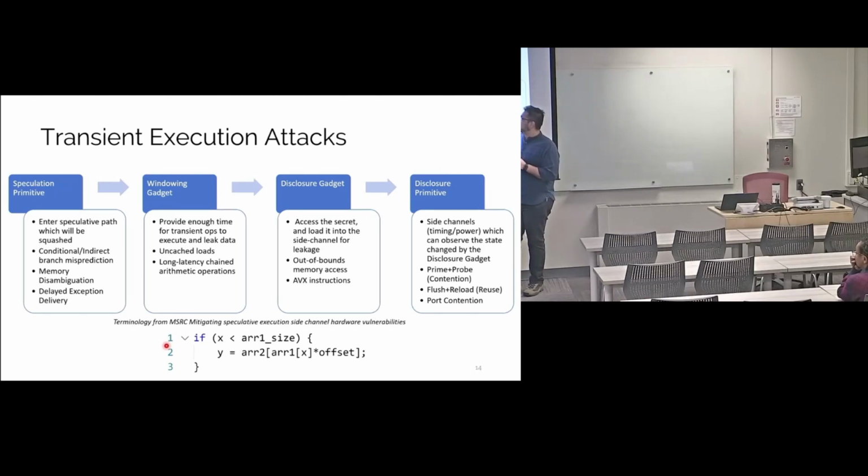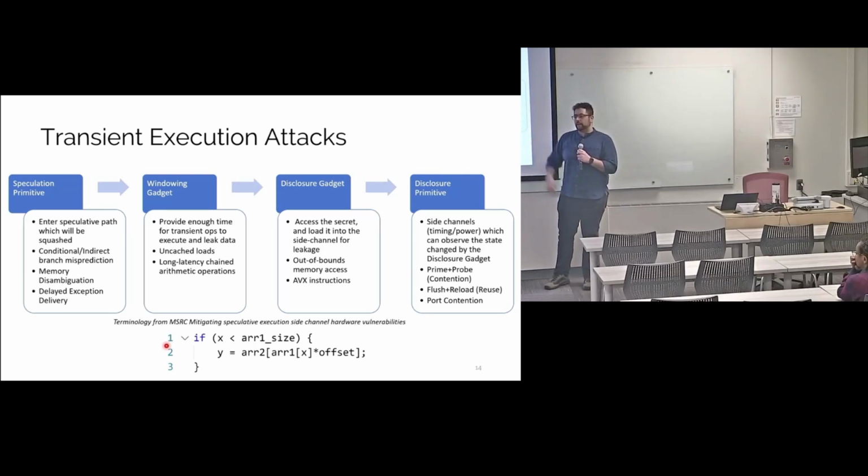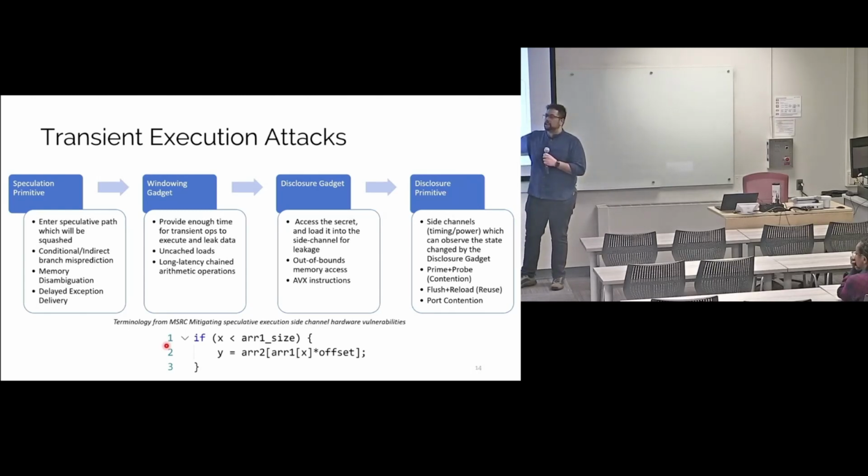Another option is I can create a very long chain of dependent arithmetic operations. For example, if this x was the result of several floating point division operations, which take a lot of time, then it doesn't matter whether array1 size is in the cache or not. What will happen is that x will take a long time to compute, and the processor will say that, okay, the last, say, 500 times, I predicted this branch as taken correctly.